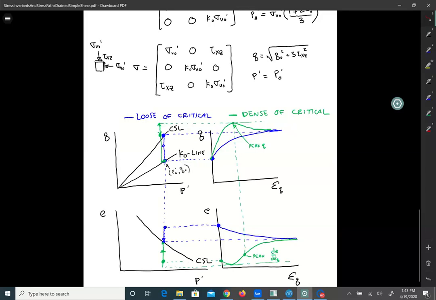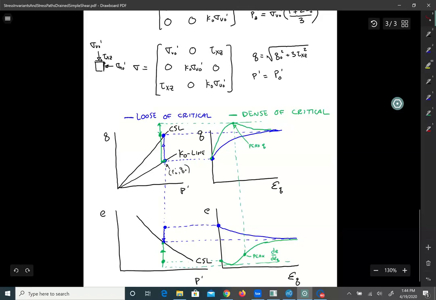When you shear a soil that's dense of critical, it initially contracts a little bit. We know overall it's going to have to move up. It's starting down here, and in order to reach failure, it's going to have to increase void ratio to reach the critical state line. But we just have to memorize that it initially contracts a little bit and then it starts going up. That's a concept you just have to commit to memory. So a little bit down, then up. Okay, and then we come here.